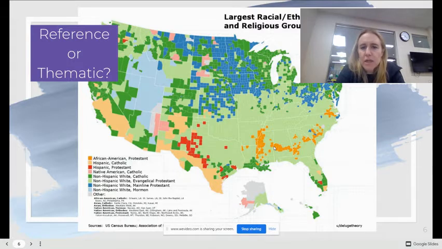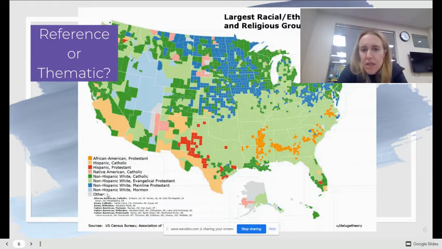Now we're going to take a look at another map of the United States. And this map is showing us the largest racial and ethnic group and religious group by county. So you can see on this map that there are a whole bunch of different colors. You'll notice that there are no city names. You can see state boundaries, but they're a little bit less prominent. And the colors down here represent different things. So for example, the orange color represents counties that are predominantly African American and Protestant. The red counties are predominantly Hispanic and Protestant. The peachish color, Hispanic and Catholic.